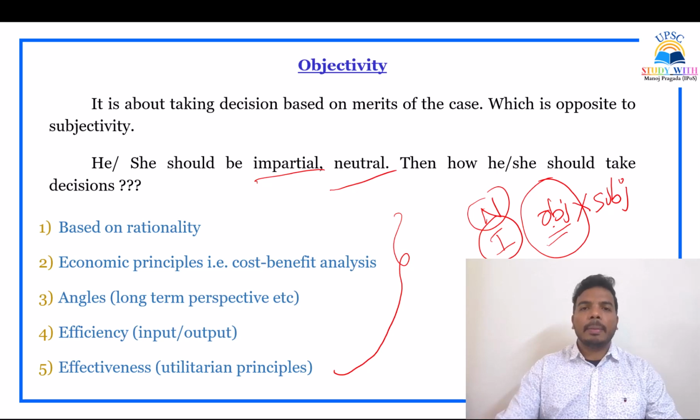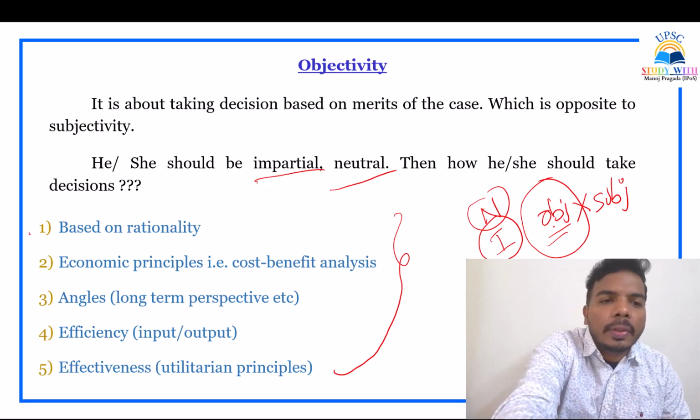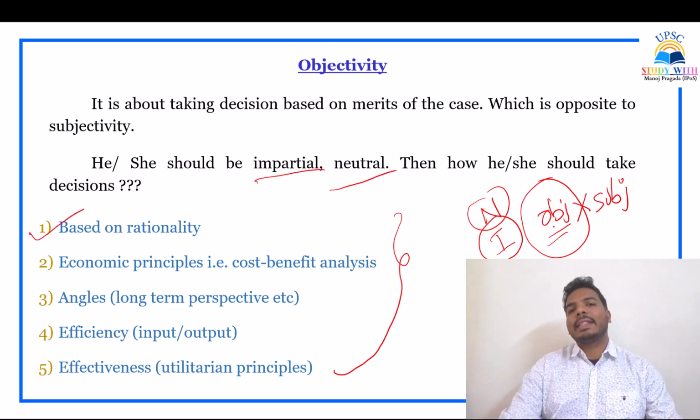And the next file will come. So you will do the same thing to the next file also. So it should be on a case to case basis how you will take decisions, on what parameters you will take decisions. That is the question. So I have quoted certain points here. Like first is based on rationality.